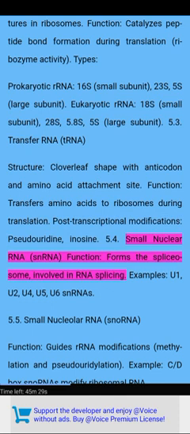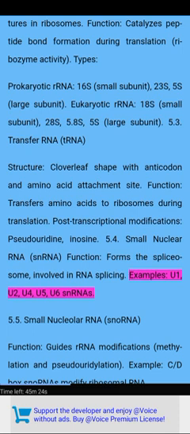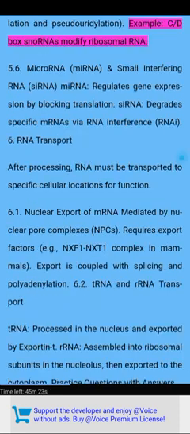5.4. Small nuclear RNA (snRNA). Function: forms the spliceosome, involved in RNA splicing. Examples: U1, U2, U4, U5, U6 snRNAs. 5.5. Small nucleolar RNA (snoRNA). Function: guides rRNA modifications, methylation and pseudouridylation. Example: C/D box snoRNAs modify ribosomal RNA.